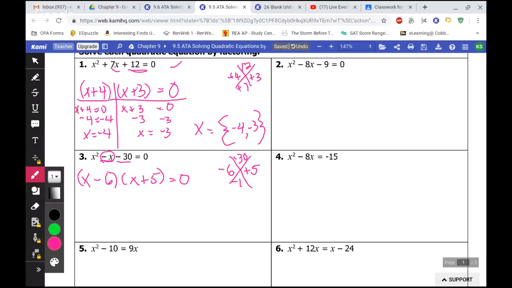And now the next step is to take each little tiny expression and set it individually equal to 0 and solve for x. And this part is just a repeat of pre-algebra because these are one-step equations, very simple one-step equations. So I have a solution set of 6 and -5.